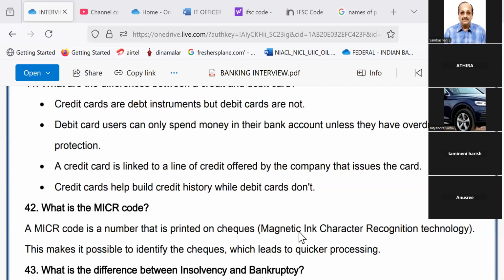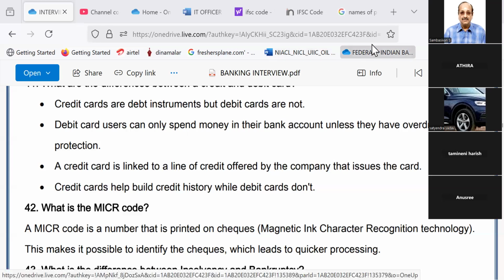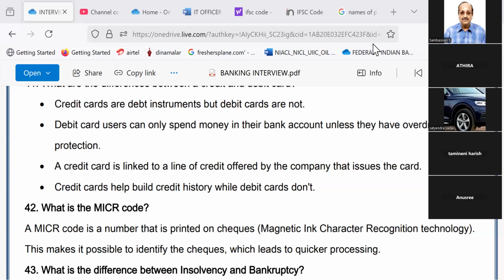How many digits is the CVV? Hello? Three digits. Satyendra, three digits? It is three digits, correct? Yes, sir. What is the expansion of CVV?